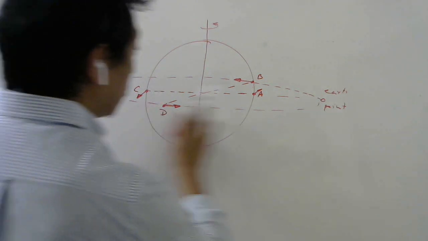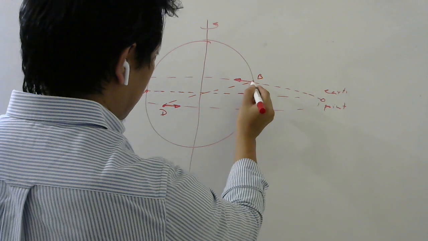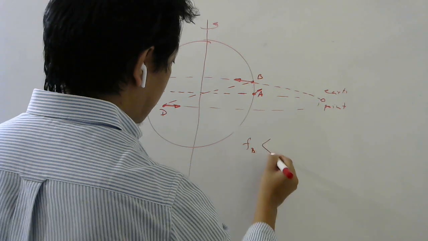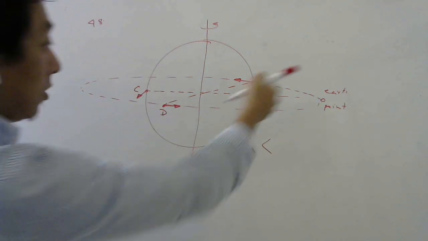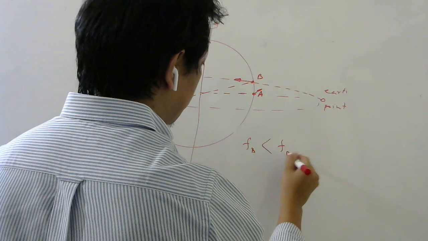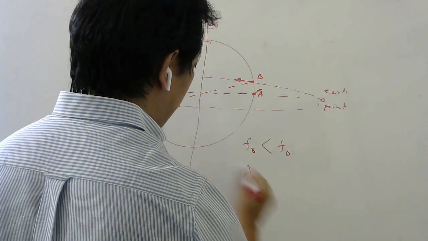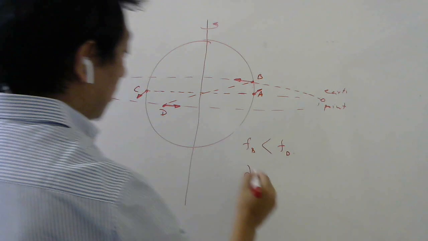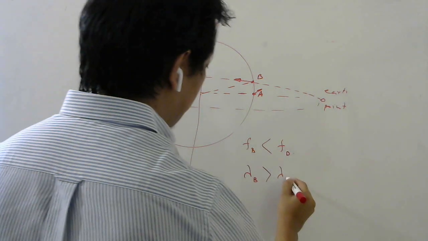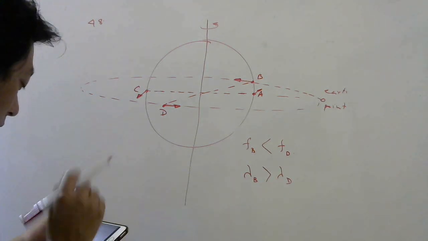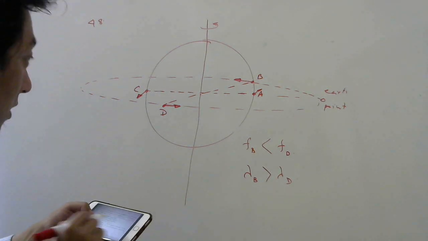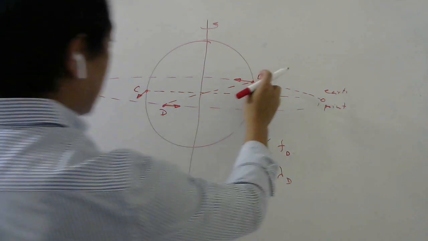This is coming towards. That means the frequency of light coming from B will be less. It will be less because it is going away. And frequency of light coming from D will be more, which means wavelength of light seen from this point will be more than the wavelength of light seen from this point. So based on this, you can see which is the right option. So light from C. So here C and D they have mentioned. So basically these two may be C and D.